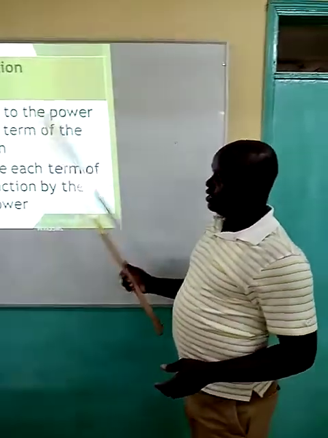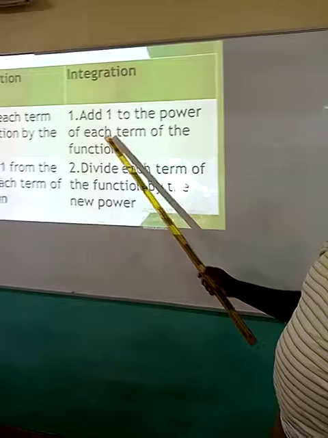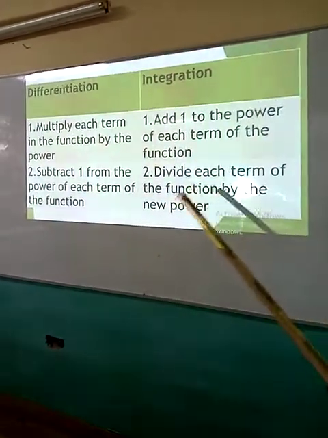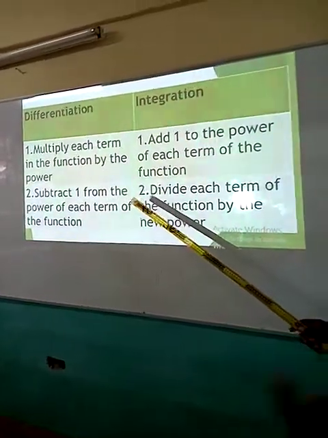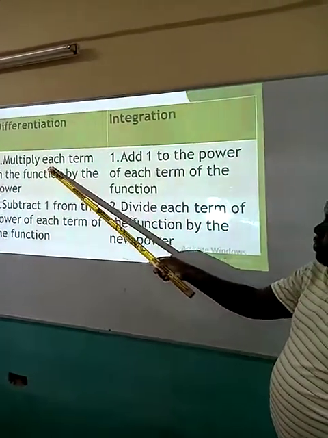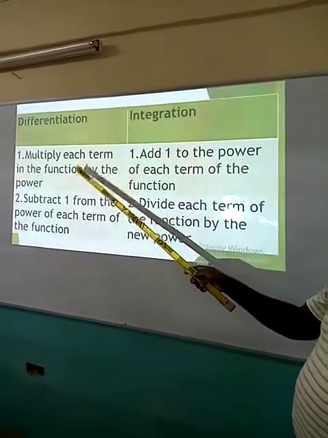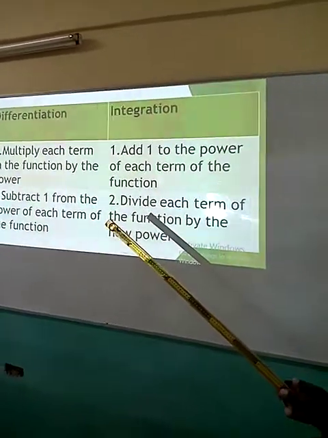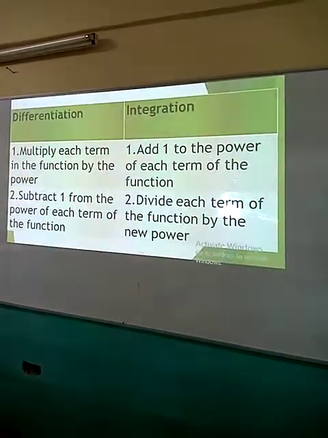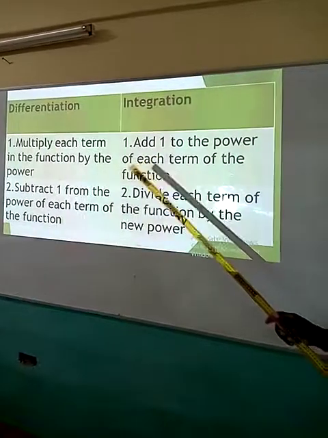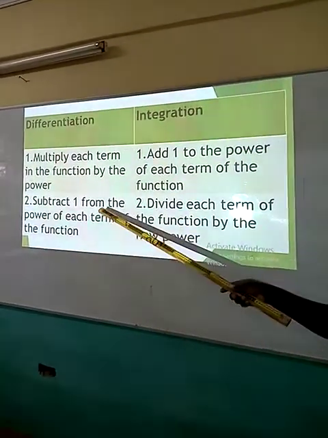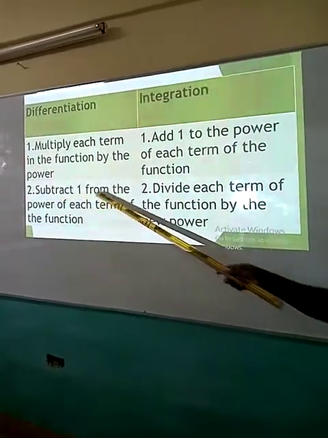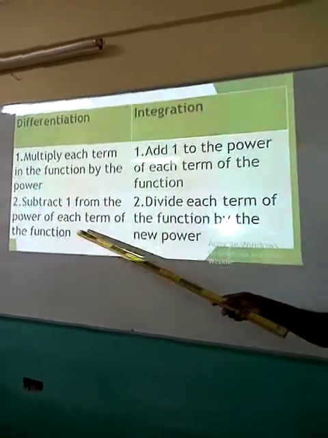So I want us to look at our table that we looked at earlier. We said that in differentiation, as we were doing it, you multiply each term in the function by the power. That is what we were starting with. The next process was to subtract 1 from the power of each term of that function.